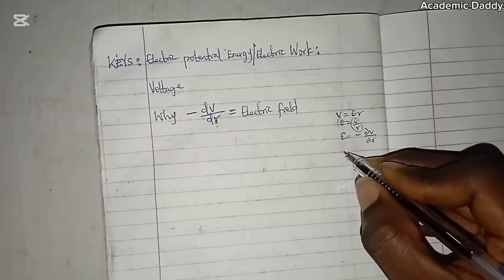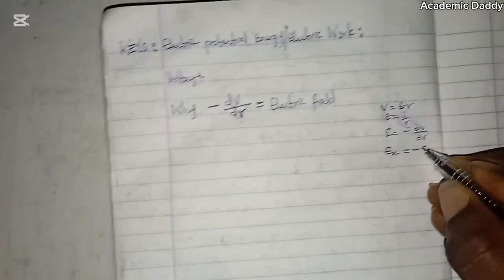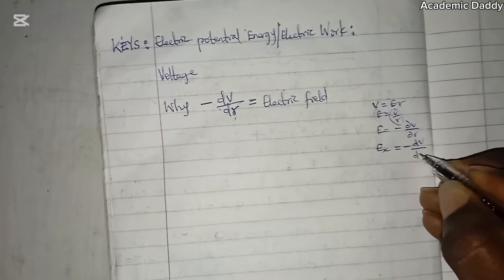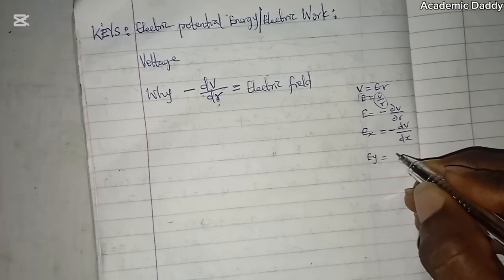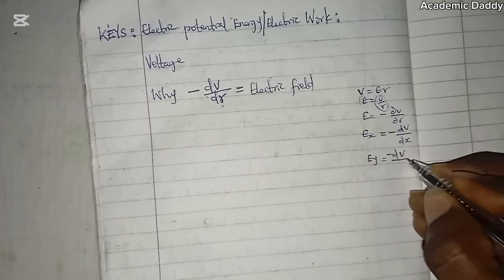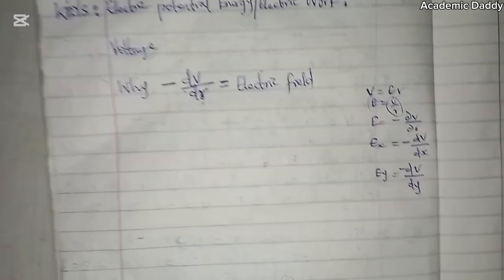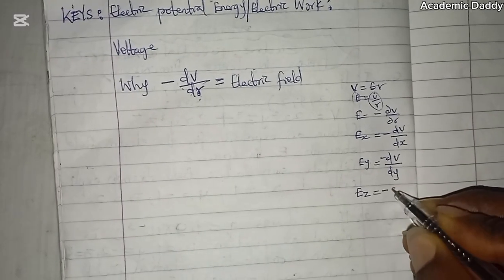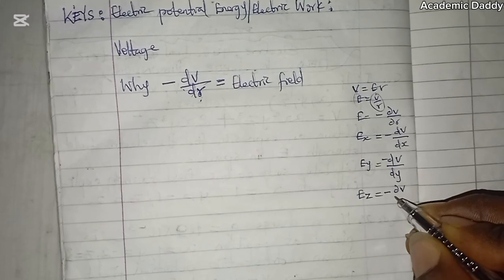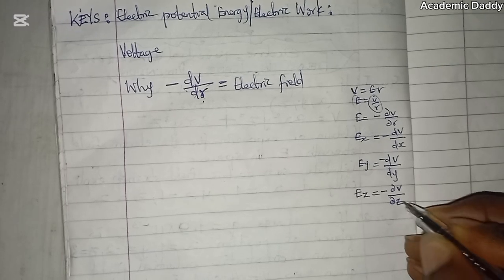If you see, for example, that this is the electric field in the x-axis, it will be negative change in electric potential all over change in the x-axis. If it's in the y-axis, you will have negative change in the electric potential all over change in the y-axis, that is in the distance. The y-axis occupies some length. If I now have the electric field in the z-axis, it will be negative change in electric potential all over change in the z-axis.